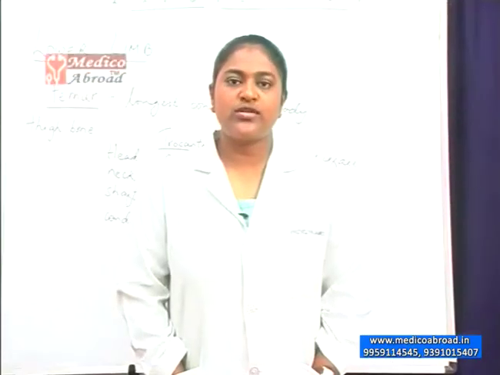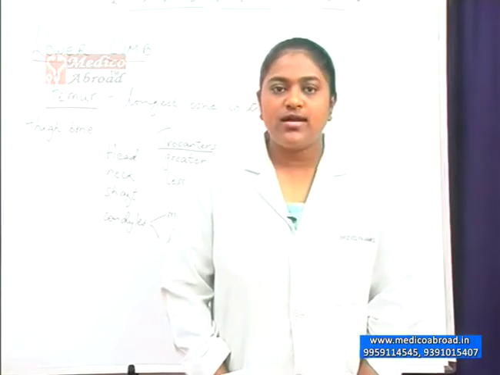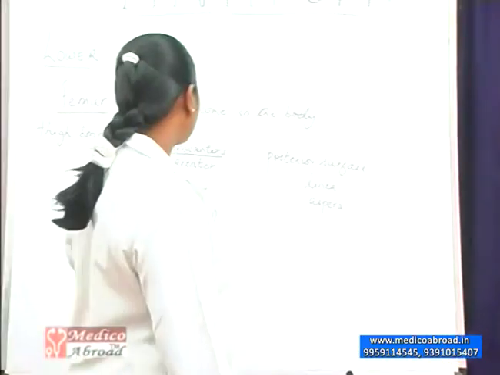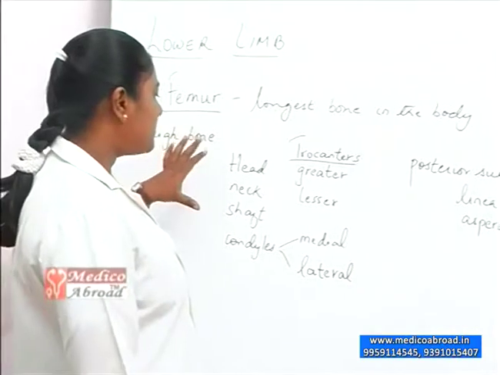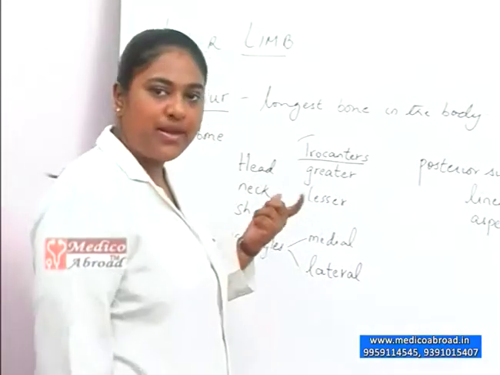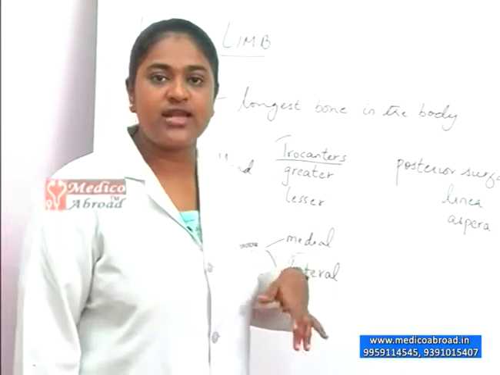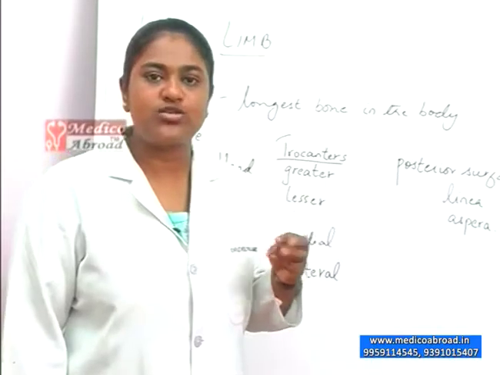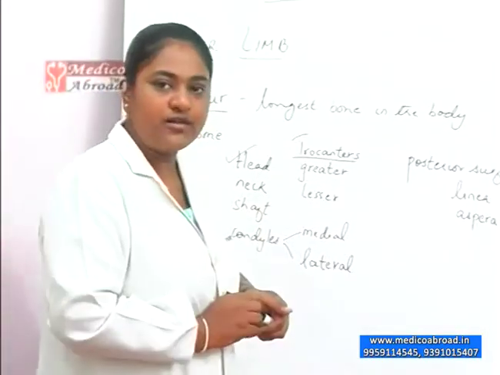The next bone that we're going to study is the femur. The femur is also called the thigh bone. Now this is a long bone and the longest bone in the body. It has two ends, an upper end which articulates with the hip joint. We have already said that the hip joint is a ball and socket joint. The ball of the hip joint is contributed by the head of the femur.